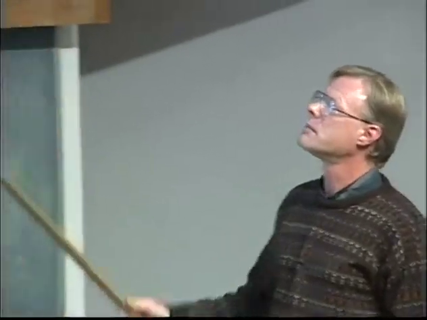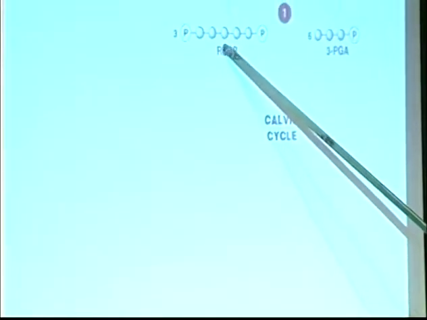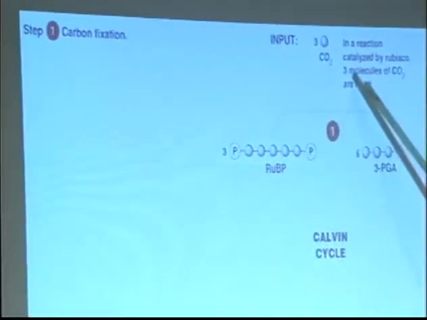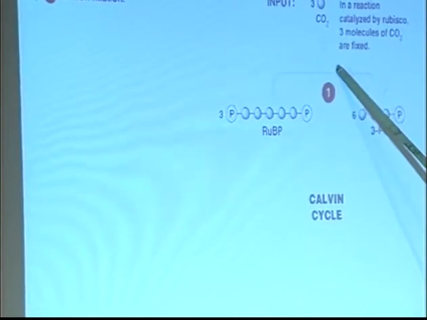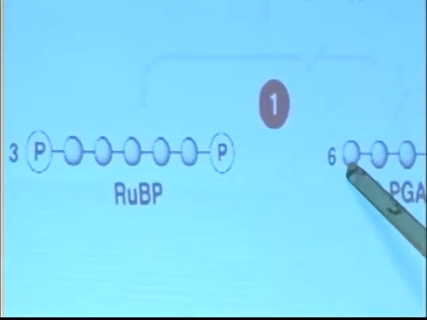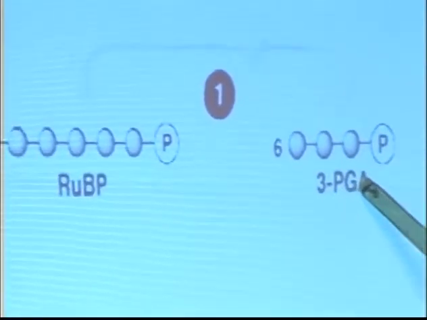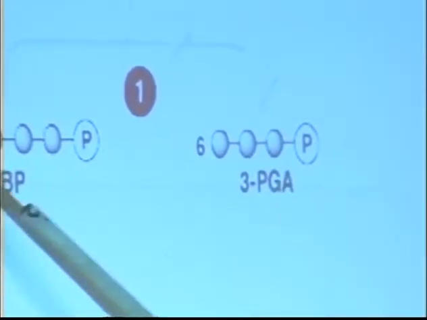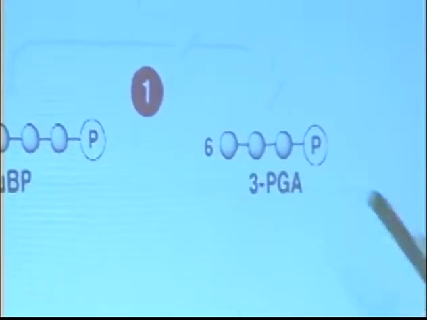Okay, in a sort of overview way, here are the things that are happening in the Calvin cycle. We have this 5-carbon molecule here. We have 3 of those. This is ribulose bisphosphate. And we bring in 3 carbon dioxides and break these molecules down into 6 3-carbon molecules. Okay, so we have 15 carbons, we bring in 3 more, now we've got 18. And that's the first step.